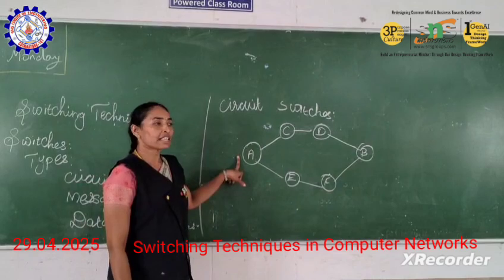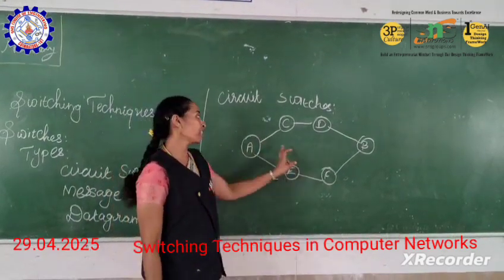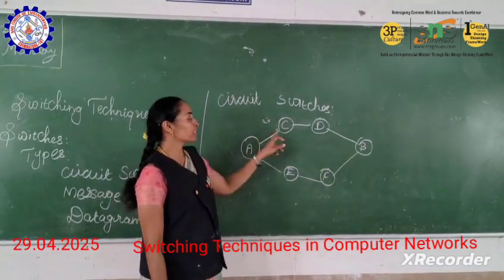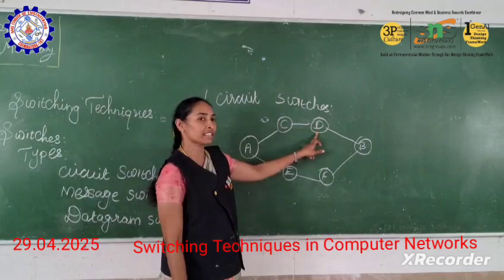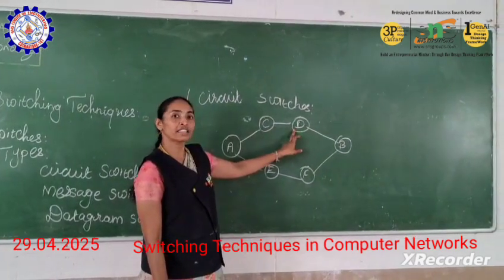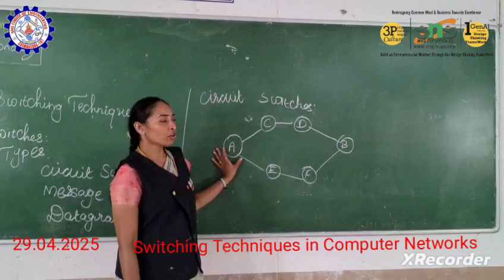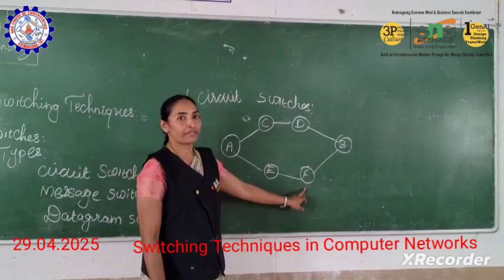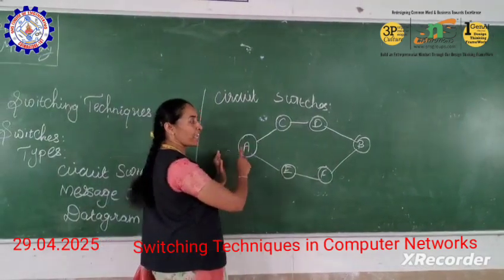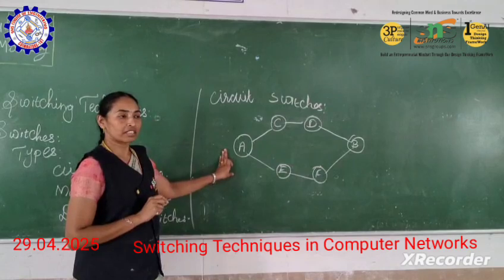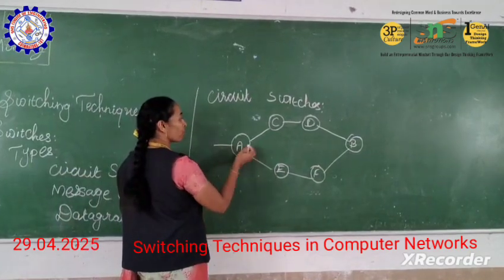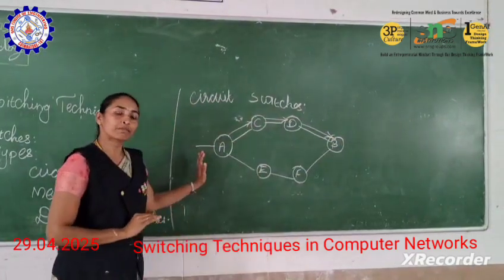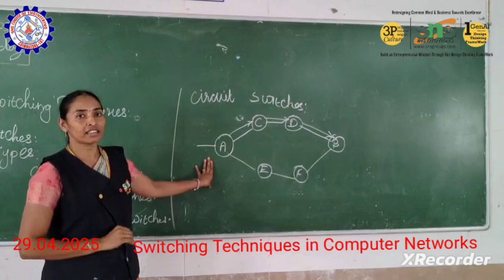And A has two paths to reach the destination B. Here A is the source node and B is the destination node. From A to C is one path, then C to D is another path, and C and D are the intermediate nodes between A and B. And in the other path we also have two intermediate nodes, they are E and F. In order to send data from A to B, we have to establish a connection between A and B. So here this is the path. Through this path alone you are able to send the data.